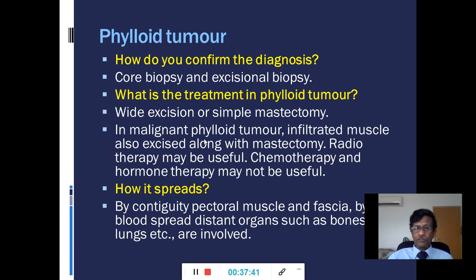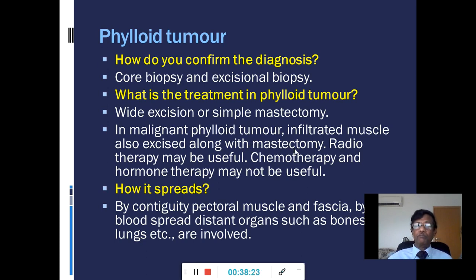So in all these situations, when you suspect malignancy in phylloid tumor, sometimes it will also infiltrate, and the muscles also get infiltrated. Suppose it has fixed to the underlying pectoral muscle, that means it is more suggestive of a malignant tumor, whereas a benign tumor will not be fixed to the underlying muscle. So a malignant tumor is more likely to get fixed to the underlying muscle. Under those circumstances, even if the muscle has been infiltrated, it has to be excised along with the mastectomy. Here mastectomy will be done, but the muscle also has to be excised along with the mastectomy.